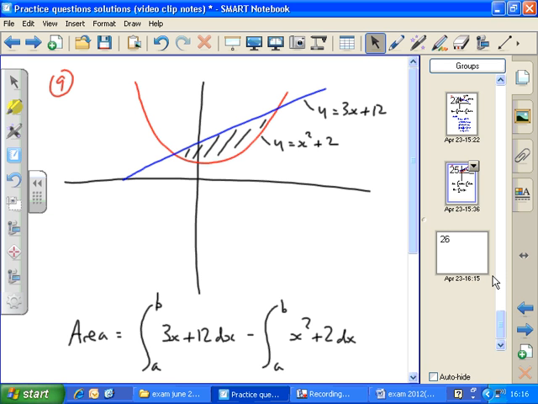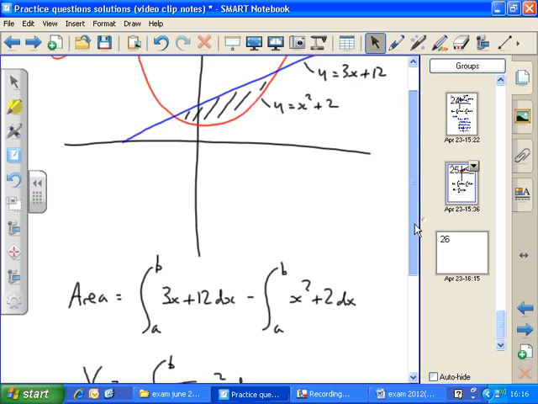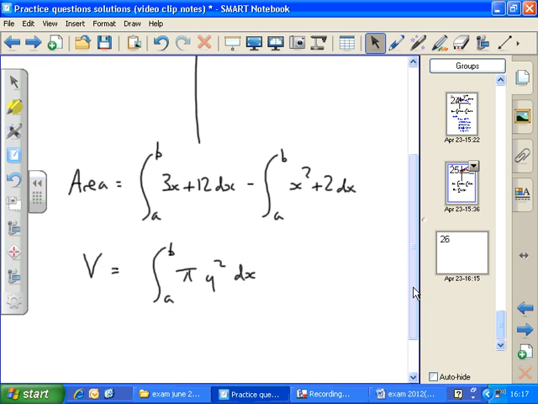And to find the area under the curve, we would have to find the area under the line and take away the area under the curve as outlined here. All we've got to do is find the limits, and then we can find the area under the curve. The last part of this particular question asks us to find the volume if the curve is rotated about the x-axis. And the formula for the volume is given by this integral, and if you were asked to do a question on this in the exam, then you'd be given this formula.